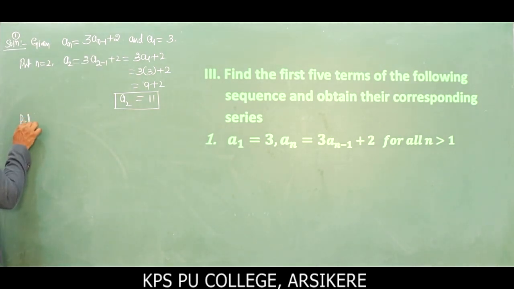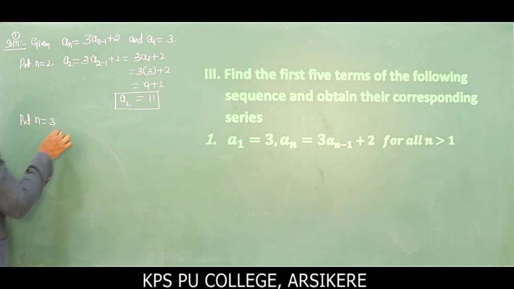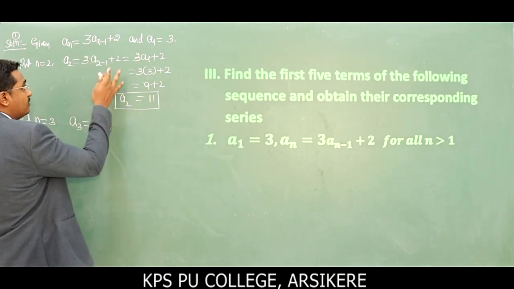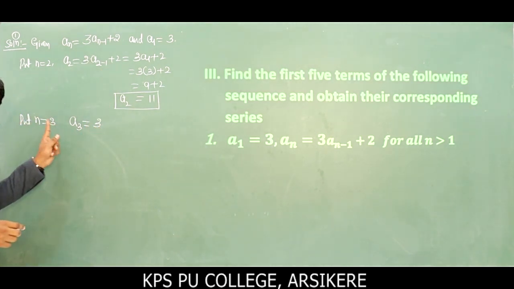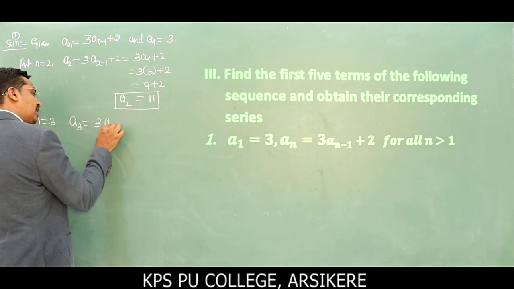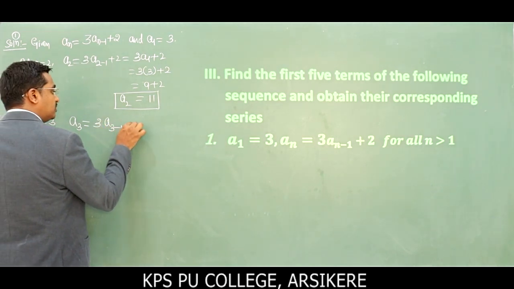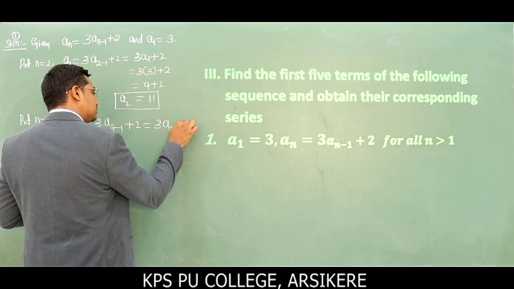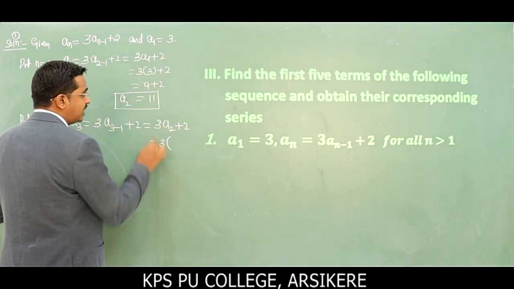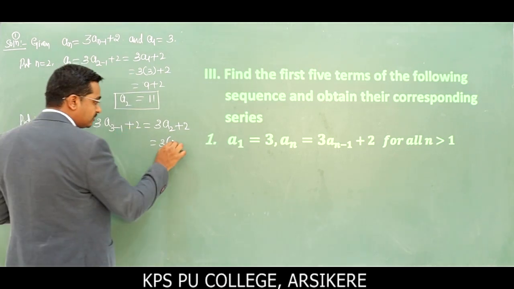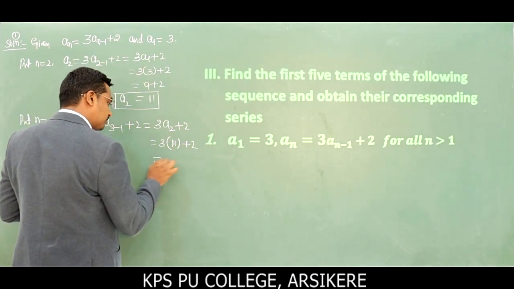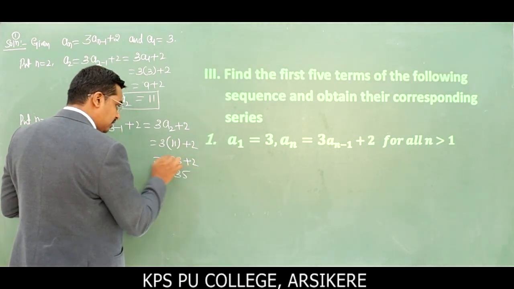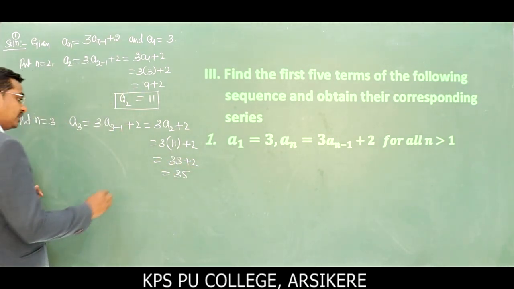Put n = 3. a3 = 3 times a_(n-1), look, n is 3, so 3 minus 1, so a_(3-1) + 2 = 3 times a2 + 2. What is a2? The previous term is 11, plus 2. 33 plus 2 we will get 35. This is a3.